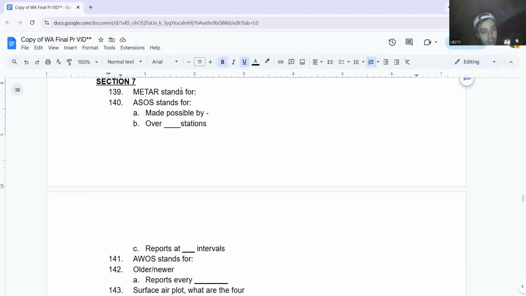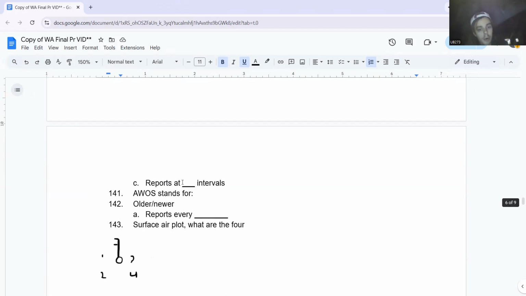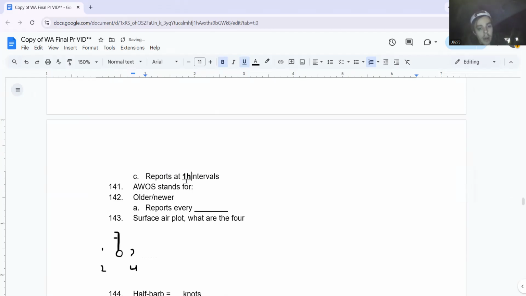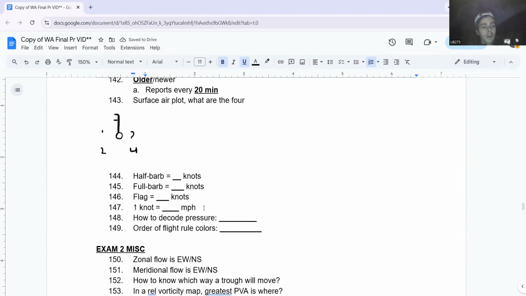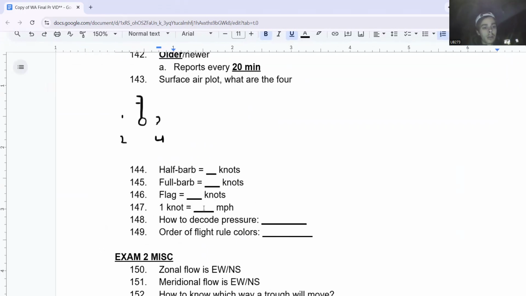Over 900 stations. The really important thing is that it's at 1 hour intervals. AWOS is the older system and reports every 20 minutes. So even though it's older, it reports at more frequent intervals. For a surface plot, what are the different things? Number one up here is temperature in Fahrenheit. This is dew point in Fahrenheit.